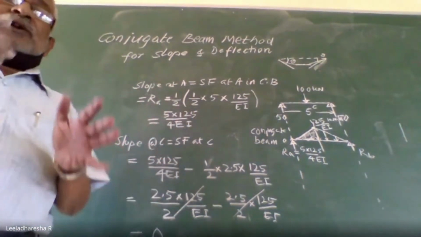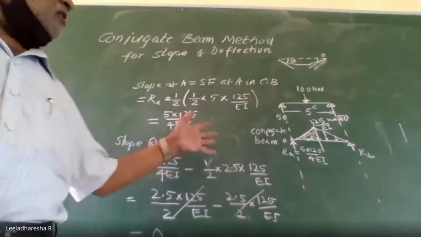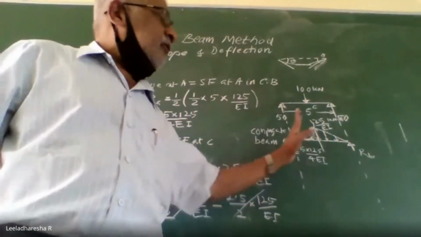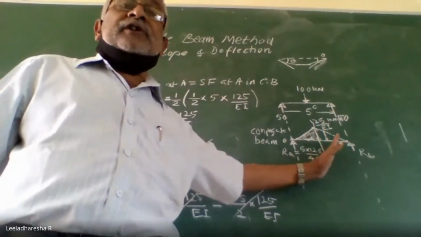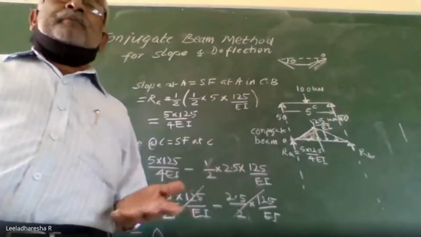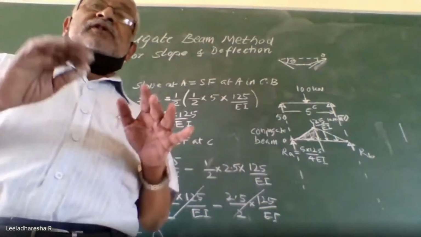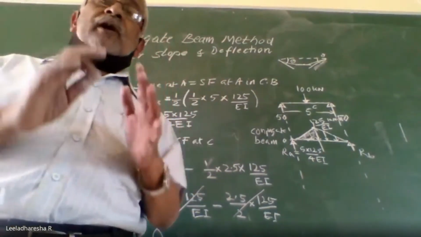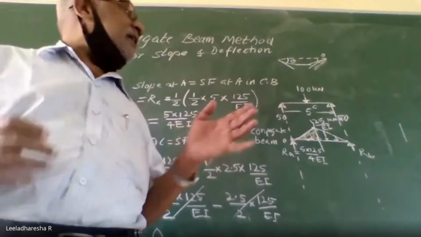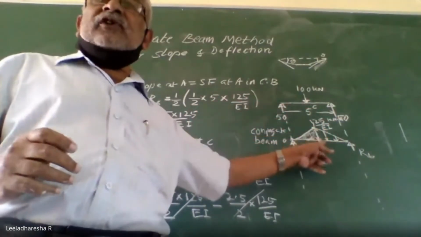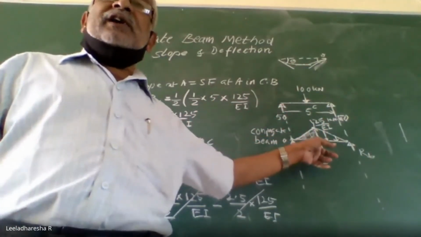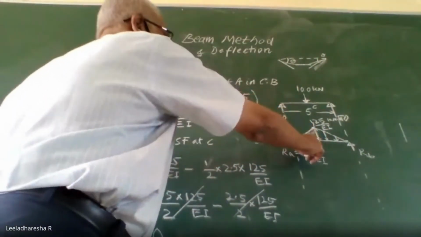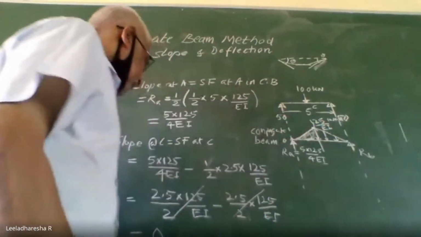From this particular example, what you should understand is that you need to determine the shear force at any section in the conjugate beam. What is a conjugate beam? It is the beam loaded with its bending moment and elastic properties, that is M by EI. This is also called the M by EI diagram. Now I have determined slope at A, slope at C and also slope at B.